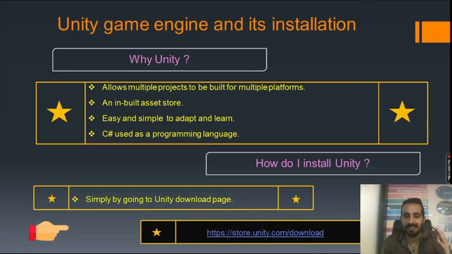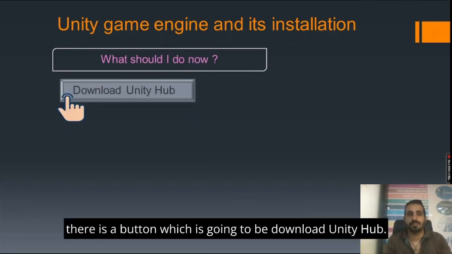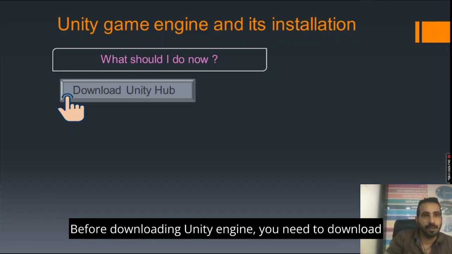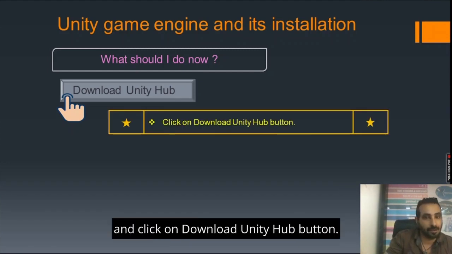Okay, so it's https://store.unity.com/download. So there is a button which is going to be download Unity Hub. Before downloading Unity Engine, you need to download Unity Hub. Click on the download Unity Hub button. What is the next process?